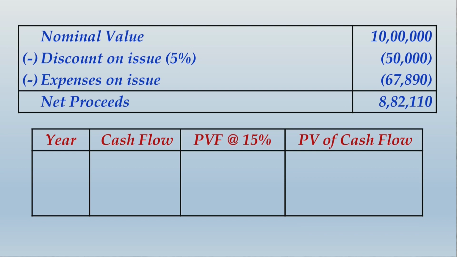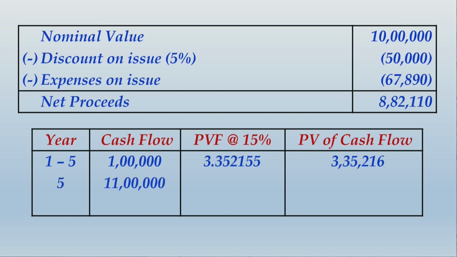So what we find is that in years 1 to 5 the cash flows will be constant, that will be payment towards the interest, that is 10% of 10 lakhs, and we have applied the annuity factor at 15%, that comes to 3.352155. The present value of this recurring cash flow will be 3,35,216. At the end of the 5th year, the total cash outflow will be the redemption of the debenture at premium of 10%, that will be nominal value 10 lakhs plus 10% premium, which would make it 11 lakhs.